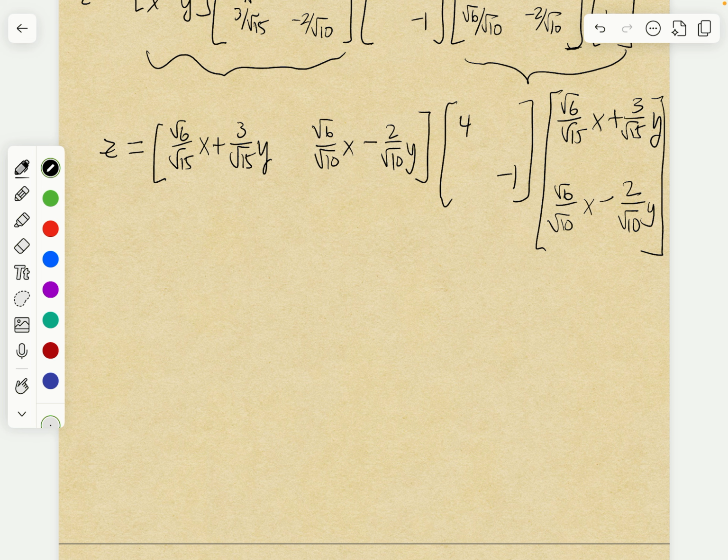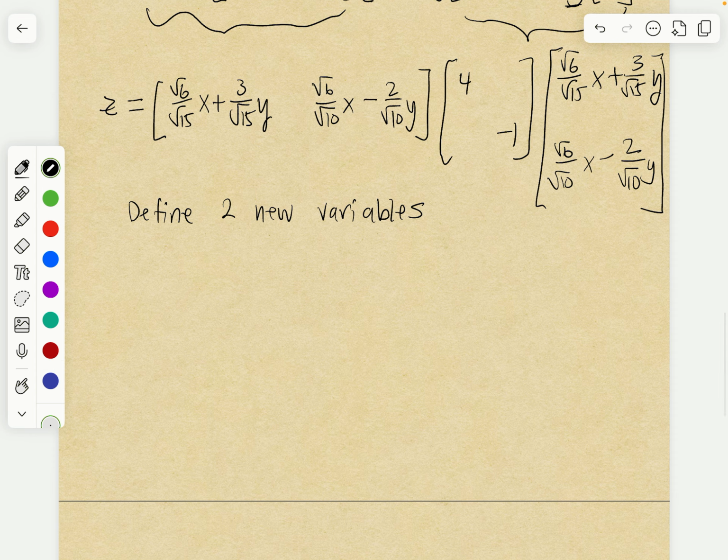Now, what we're going to do is define new variables. This looks very complicated, but notice how much simpler this matrix in the middle is. It's a diagonal matrix. We can take advantage of this by defining two new variables. We started out with x and y, but let's define u and v. Let's define u to be this one and v to be that.